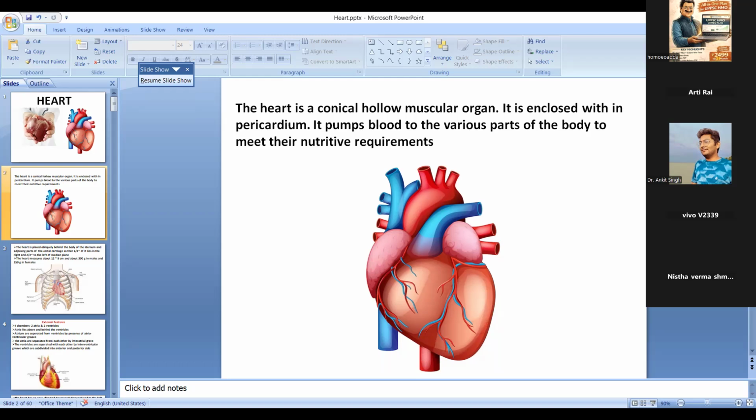It pumps blood to the various parts of the body to meet the nutritive requirements, in order to supply mainly oxygen and other nutrients to the various parts of the body. These organs play a very vital role. Now, let's try to understand the location of the heart.